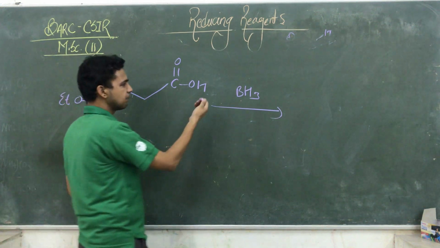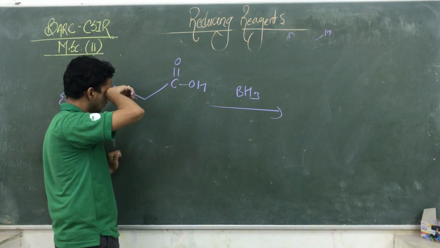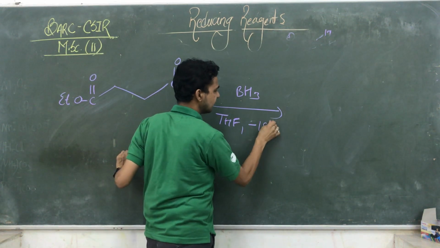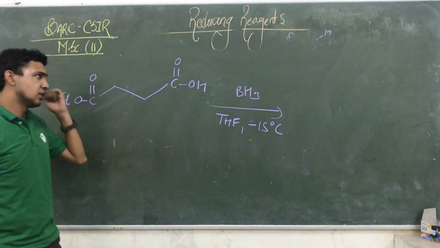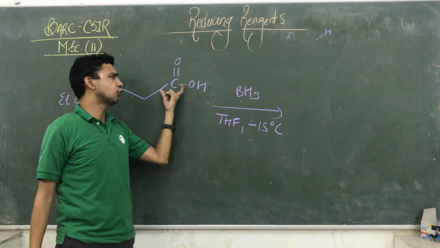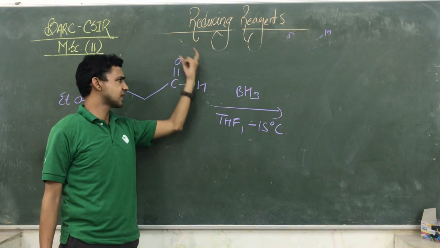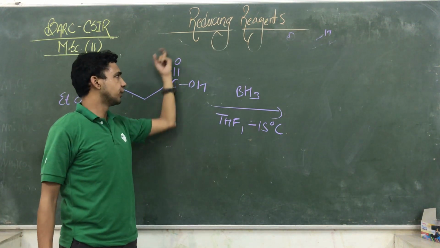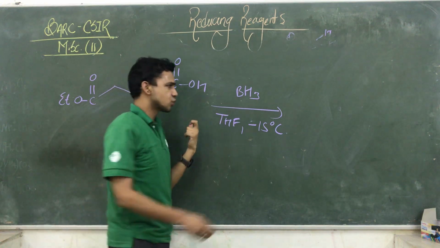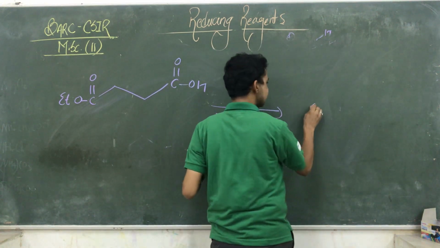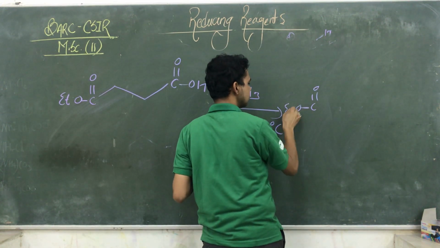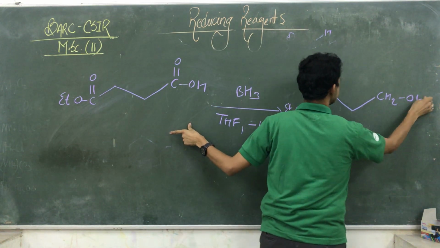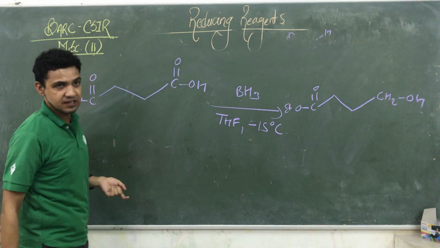Okay, so here BH3 can affect this ester group, but only in the presence of THF and at 50 degrees Celsius, because it is very difficult for BH3 to reduce even the acidic group. So at critical conditions, it is able to reduce this acidic group very slowly. If the acidic group is converting into the alcohol, that is CH2 and OH, it is not affecting this ester group.